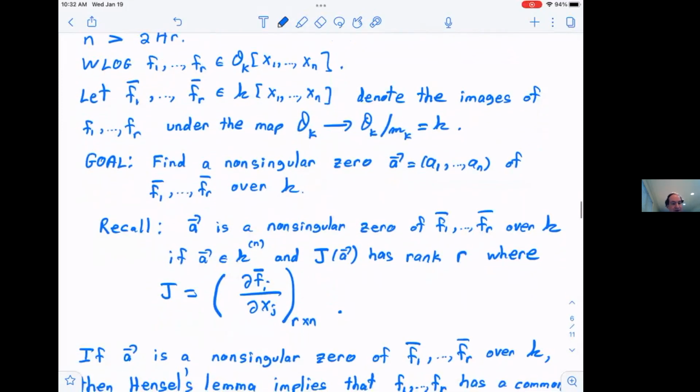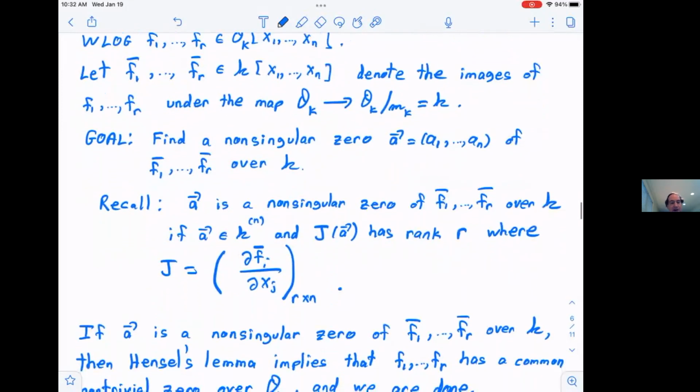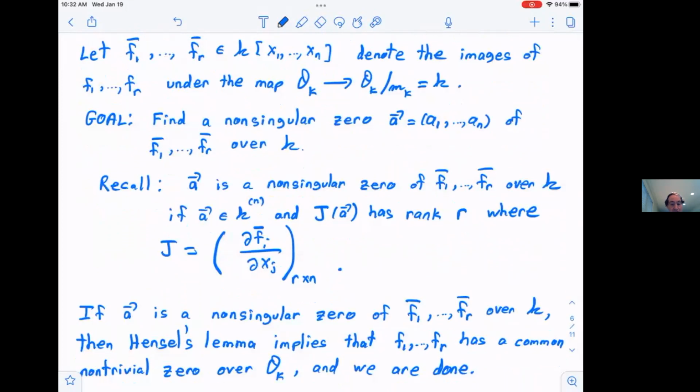And what's good about this is, if you have a non-singular zero, then Hensel's lemma implies that the system has a common non-trivial zero over the completion of O sub k, and then we're done. So you'd say, okay, all we have to do is find a non-singular zero. Unfortunately, this is really hard. And more than that, it can't always be done.